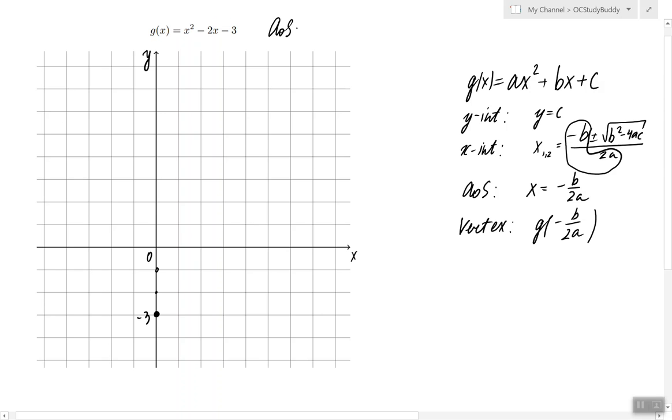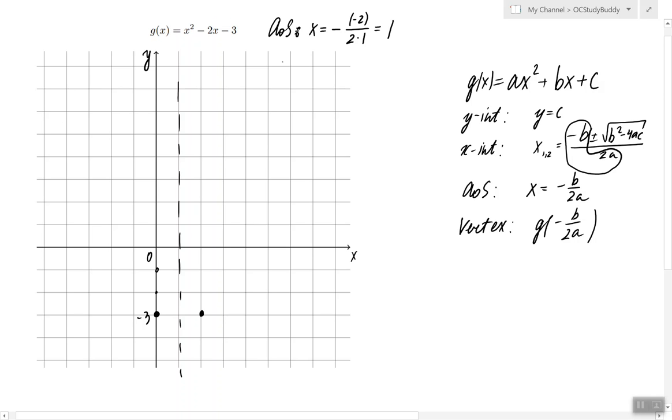So the axis of symmetry will be x equals minus b over 2a. Minus b in this case is -2, over 2a, it's just 2. So we have 2 over 2, 1. So x equals 1 is the axis of symmetry. Right away we can reflect the y-intercept. So we already have 2 points.